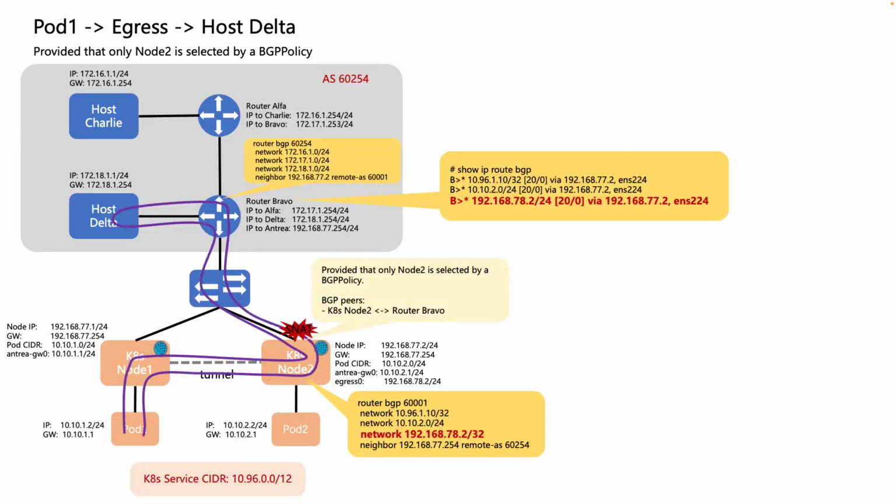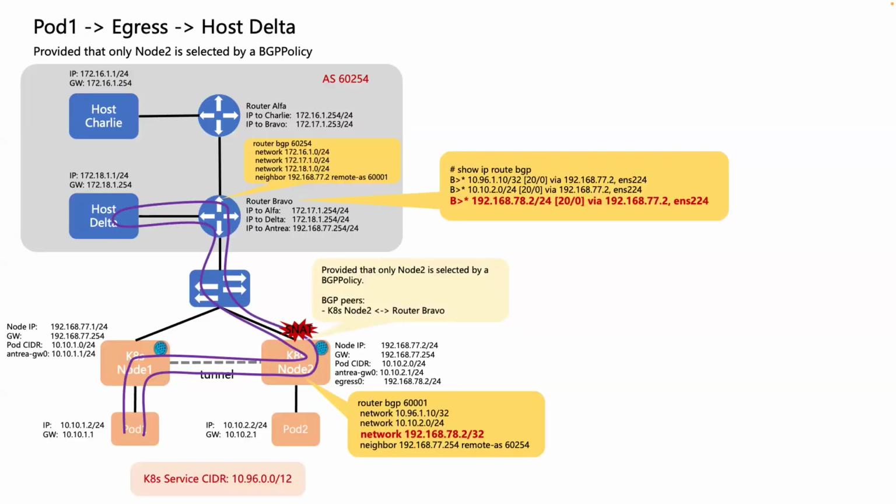Okay. This is the last one. Another example is that the pod is on a remote node, but we only advertise its egress IP, and the source pod of the egress is on the remote node. It's nothing special. Okay. That's all about the BGP proposal.